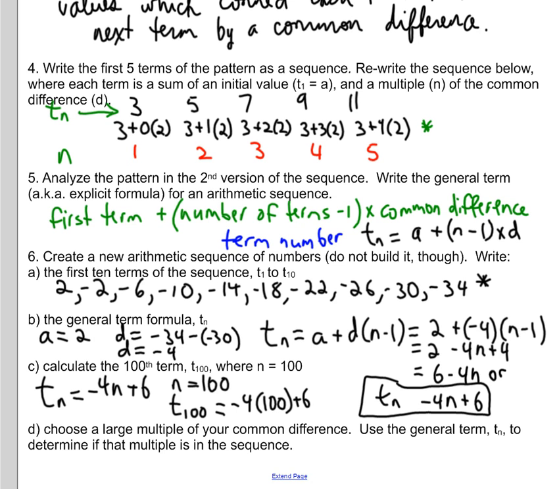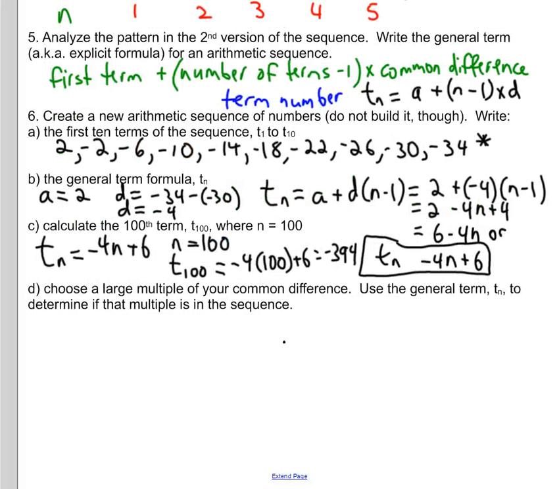6. So what we see happening here is we're starting with 6, and we're adding 100 multiples of negative 4, which would give us negative 400 plus 6 is negative 394. So that would be our 100th term.